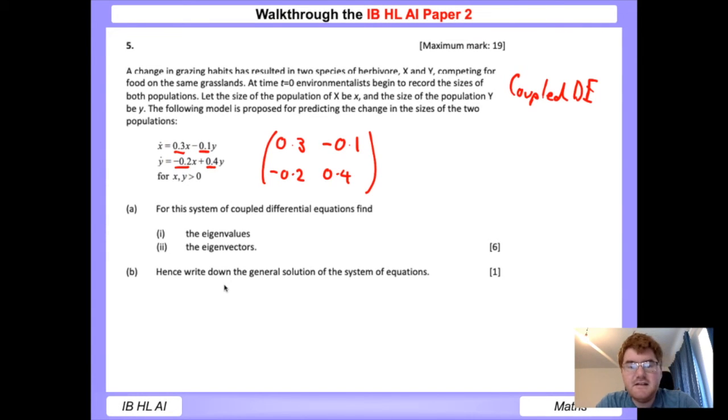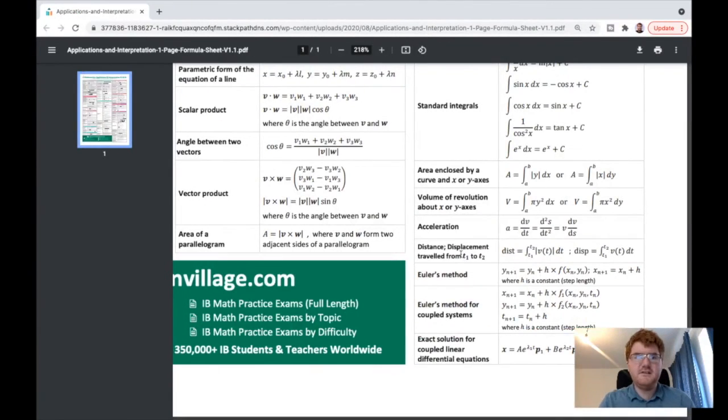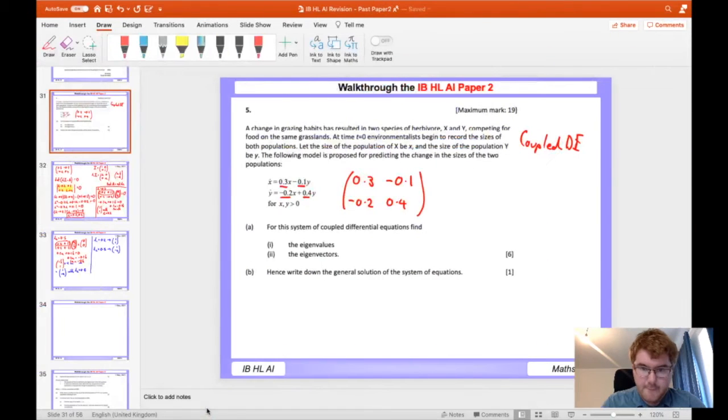So now we need to write down the general solution of the system of equations. This is a case of just using your formula sheet. So if I go to our formula sheet, you'll see here, taking this from Revision Village, the exact solution for coupled linear differential equations is this formula here. Now we know what P1 and P2 are. These are our eigenvectors, and then lambda 1 and lambda 2 are our eigenvalues. So we just need to put everything together at this point in the correct form.